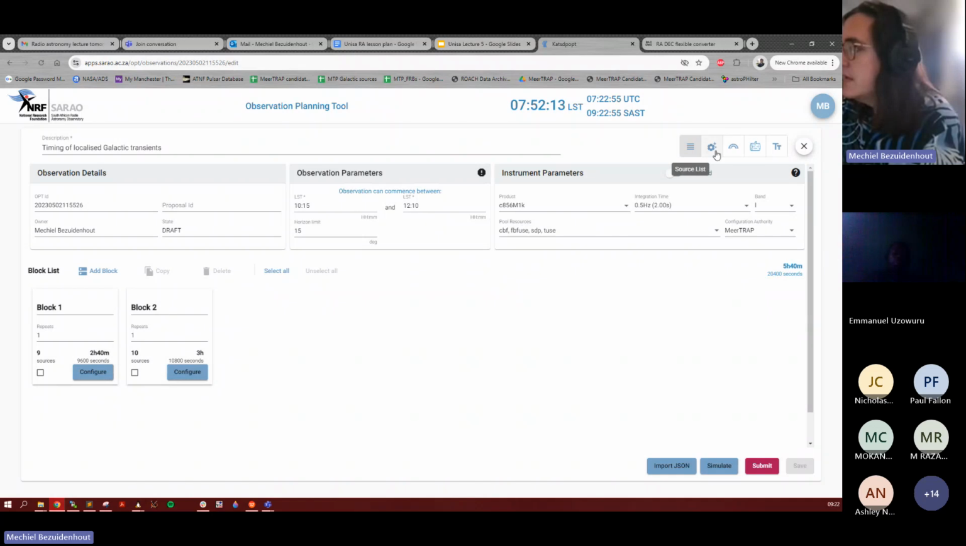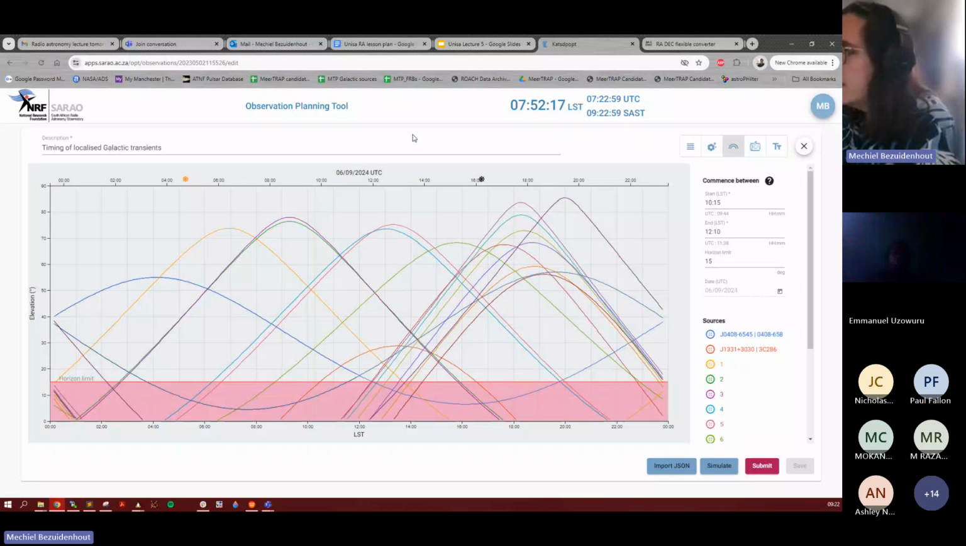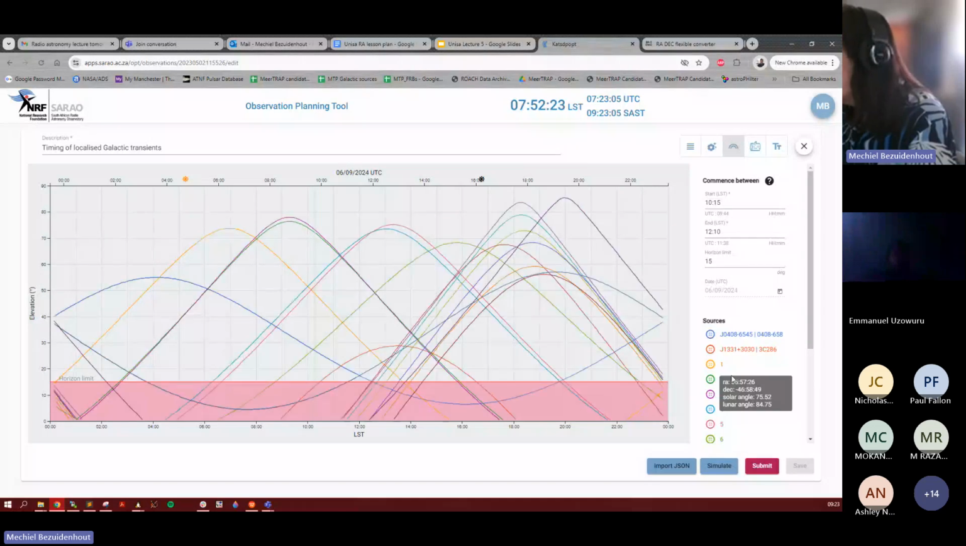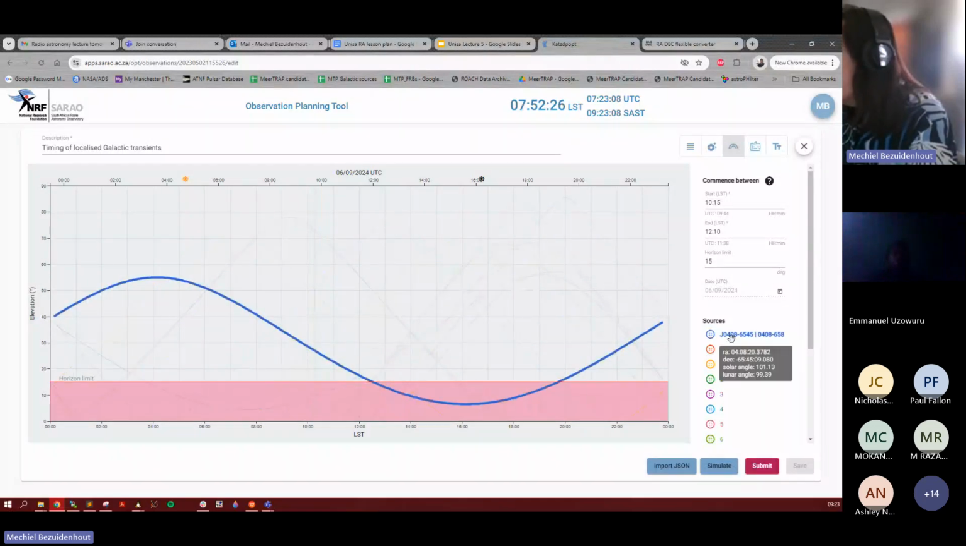observations. So then it has this tool that shows you the source elevation, the elevation of different sources as a function of this LST. So if I show you an example of this pulsar, is named J0408 minus 6545. So the right ascension is 0408 and the declination is minus 65.45. I'll get to what that means in a bit.